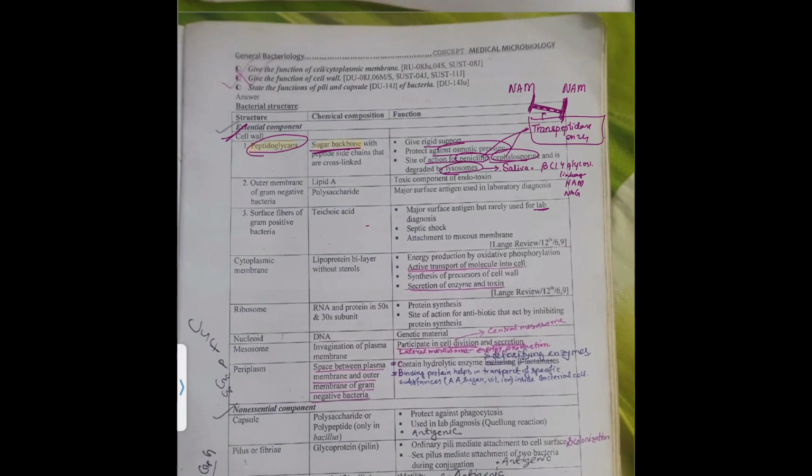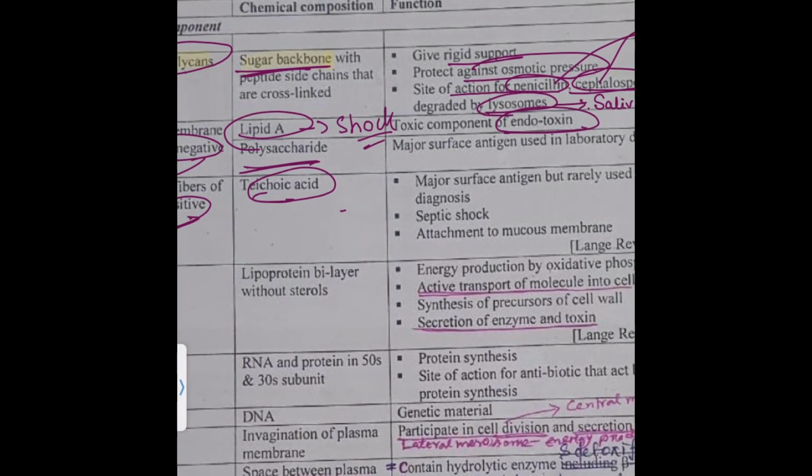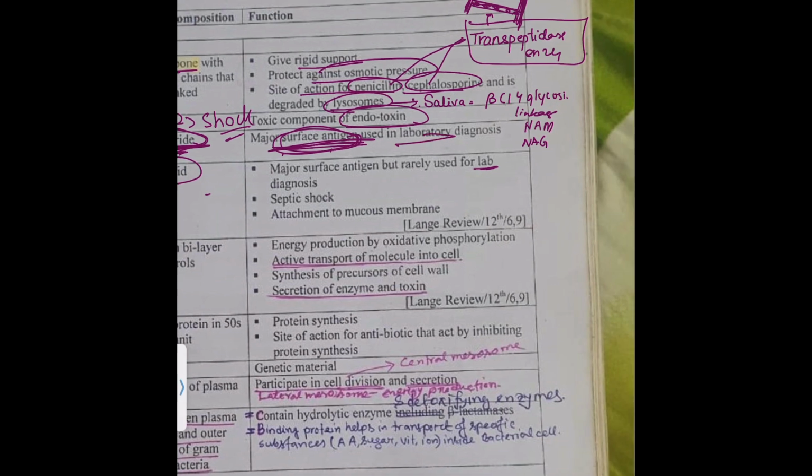Clear? Then the outer membrane is present in gram-negative bacteria, and teichoic acid is present in gram-positive bacteria. In the outer membrane, this lipid A is endotoxin. It is responsible for shock. And the other part is polysaccharide or sugar. In all cases they act as surface antigen. If you ever hear the name polysaccharide, remember they will be used as surface antigen in the laboratory for diagnosis.